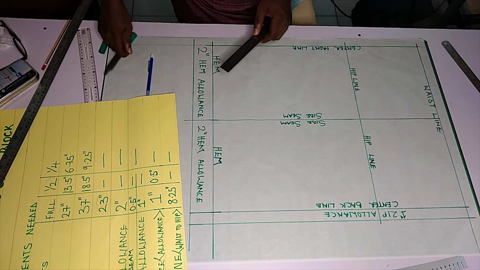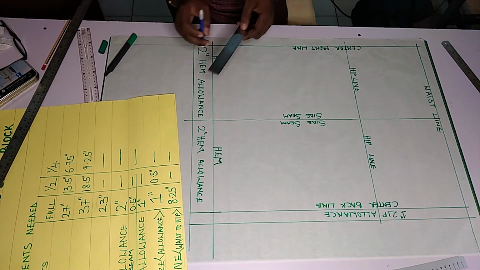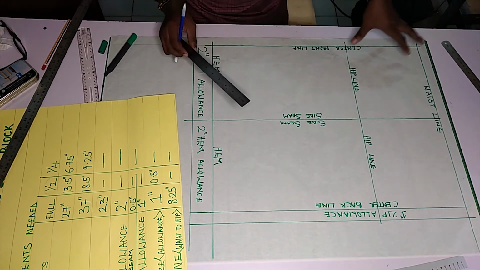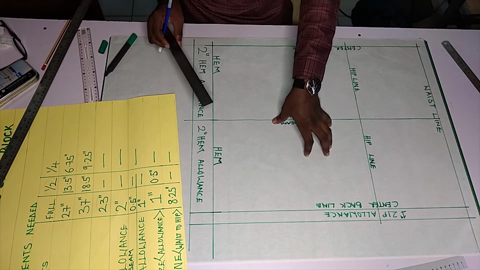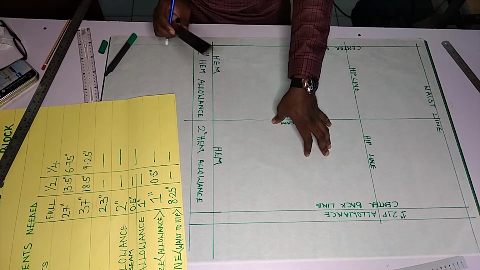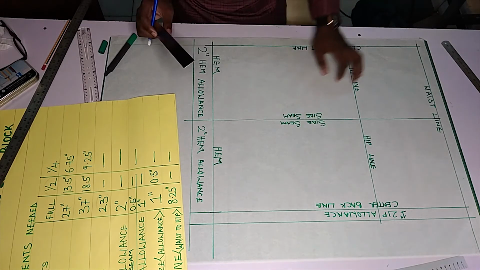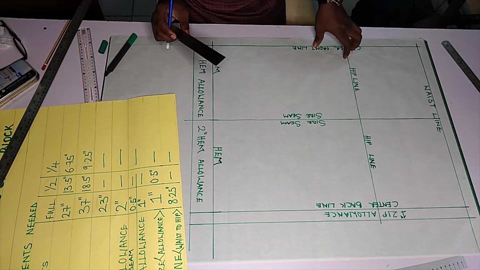So I will be marking. Now when you are marking your waistline, either on the front section or at the back section, I would strongly advise you, don't do it the other way. You need to measure from the center front line.